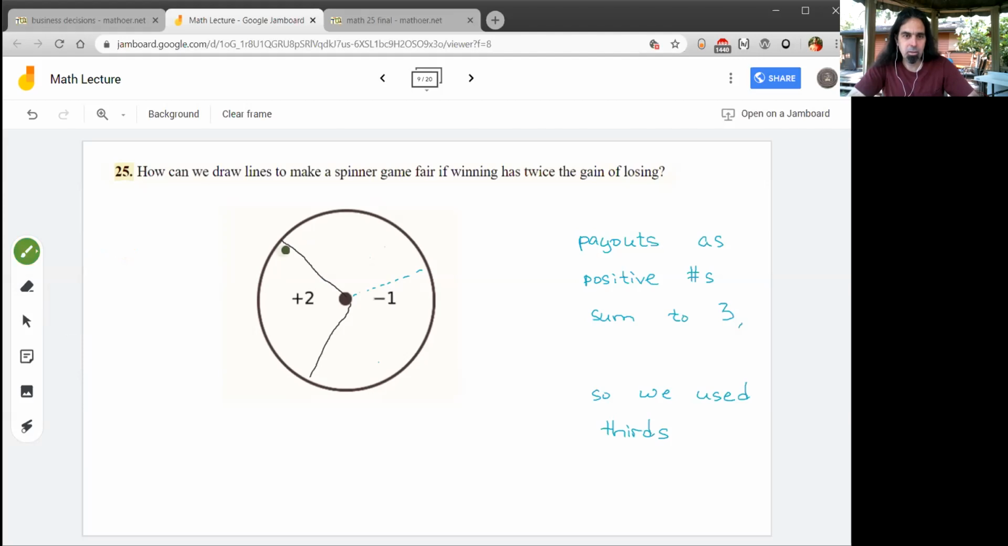If it helps, I could say this is like the good region, and this is like the bad region.